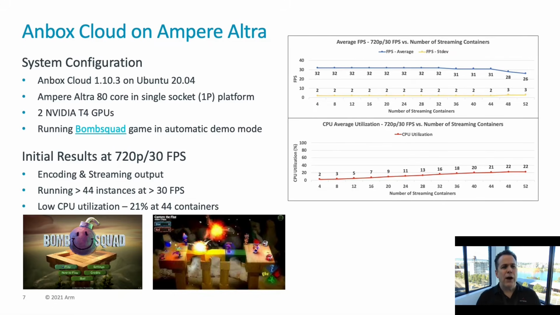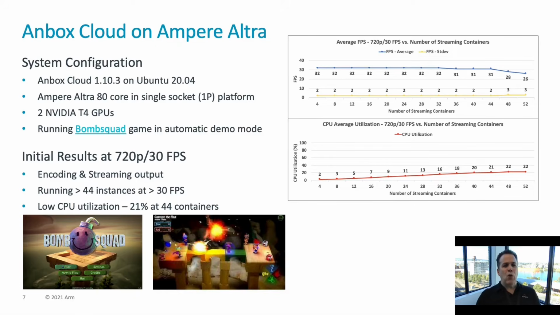Next, I'd like to talk about our initial results of running Anbox Cloud. We've been collaborating with Simon for a very long time to get Anbox running on Ampere products. This is running Anbox Cloud 1.10 on Ubuntu 20.04, on a single socket Ampere Altra 80 core platform, using 2 NVIDIA T4 GPUs. This is just our initial results. We're also working to scale this out to a greater number of GPUs.